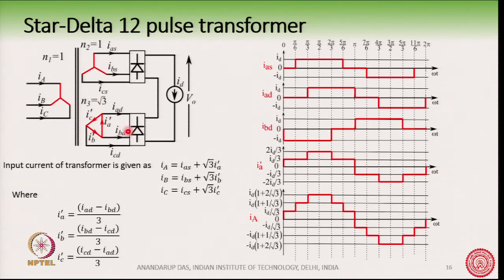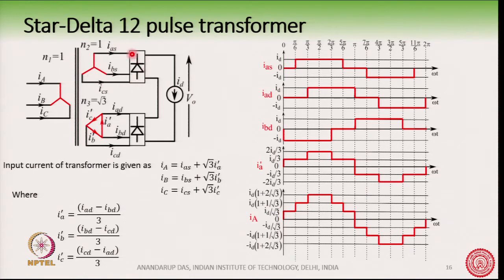We have found one relationship: I capital A is the contribution of the star and the delta. And then we have also found out that IA dash is a function of IAD, IBD, ICD. Now, we would like to plot the waveform of IAD and IAS. This current and this current, how will they look? This is what we have already studied.